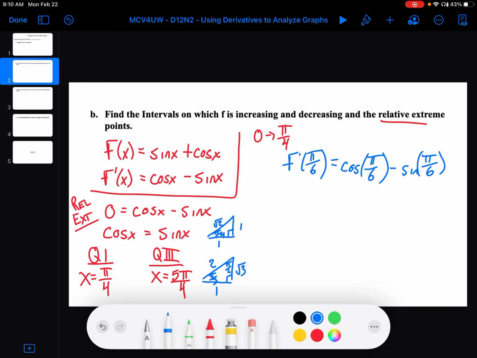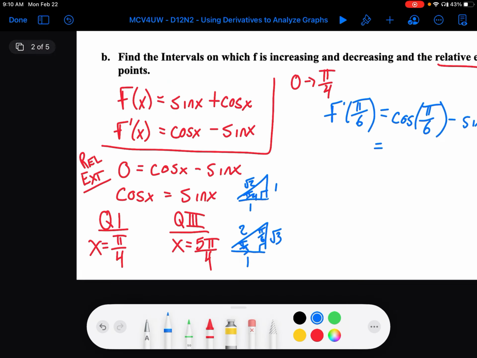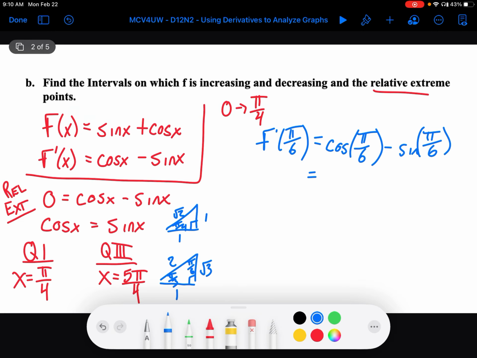Okay, so when we're looking at that, cos of pi by 6, which is here, that's pi by 6. Cos of pi by 6 is going to be root 3 over 2, minus sine of pi by 6, which is 1 over 2. This is going to be positive. Root 3 minus 1 is not less than 0, so this is positive. So we know that this is increasing.